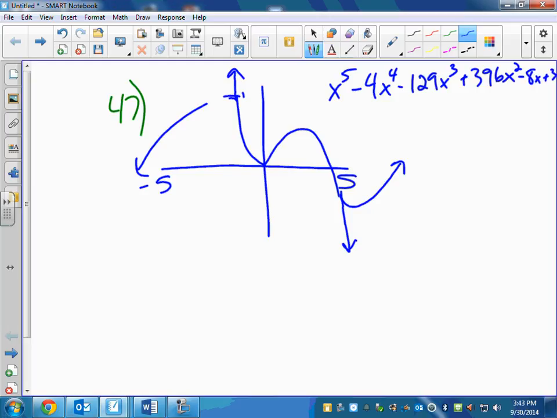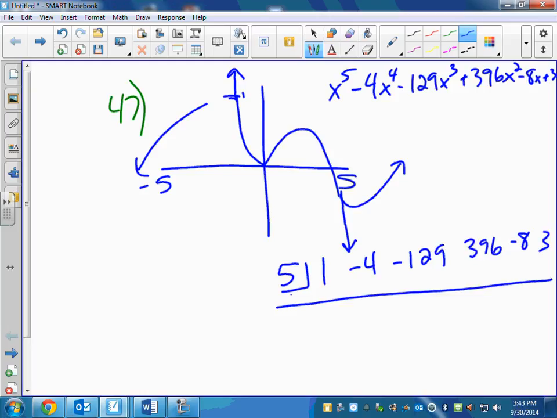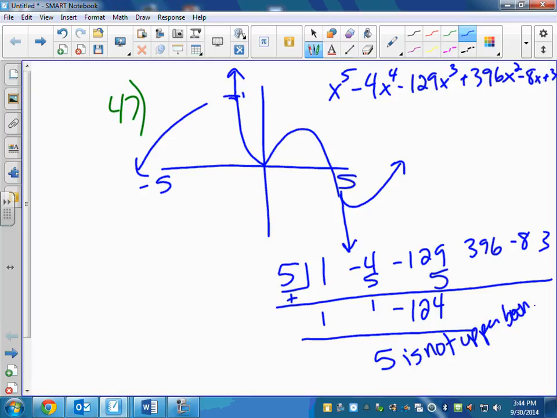So to check for, is there anything bigger than 5, we could do the upper bound test for 5, with 1, -4, -129, 396, -8, and 3. And remember that if it's an upper bound, then these should all be positive numbers. So at some point, if we don't get a positive number, that means that 5 is not an upper bound. And I think if I do this and I get 5 here, I get -124. So because these are not all positive, I can just stop and say 5 is not an upper bound, which means there could be a zero somewhere out here.